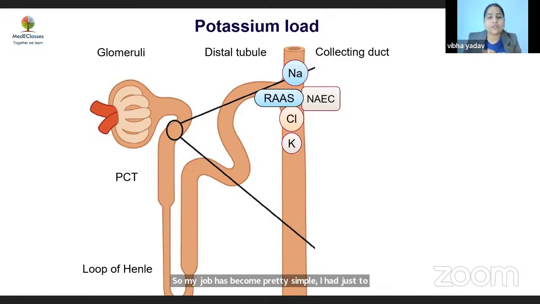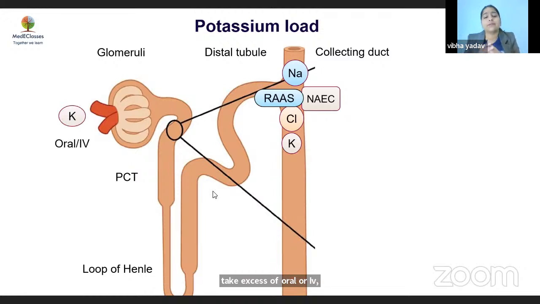So here we go. First, let's see what happens when we take an excess of oral or IV potassium. We expect the RAS axis to get activated. And what does RAS do? It increases the renin, and renin will increase the aldosterone. And this aldosterone will decrease the excess potassium, it will secrete the excess potassium in the urine. So until then, it is a very self-limiting condition.